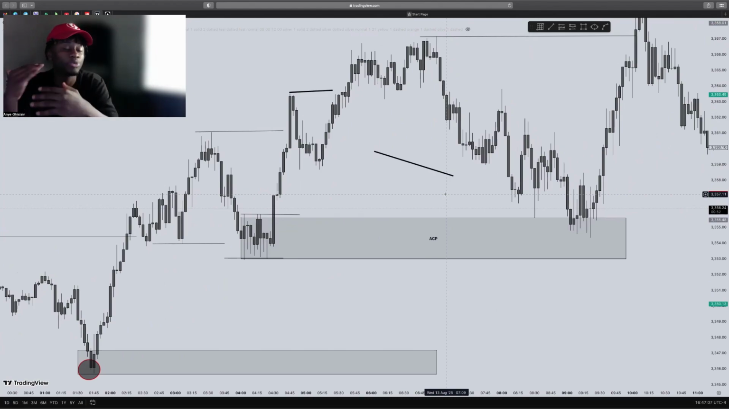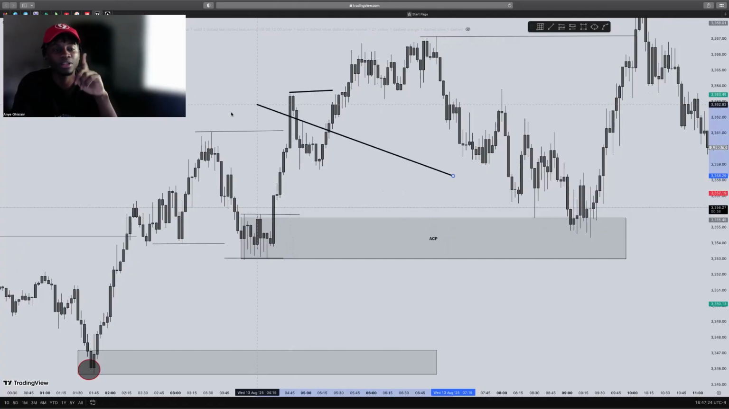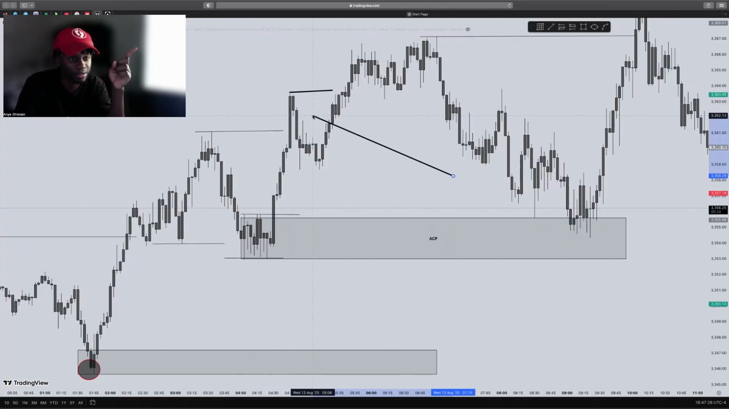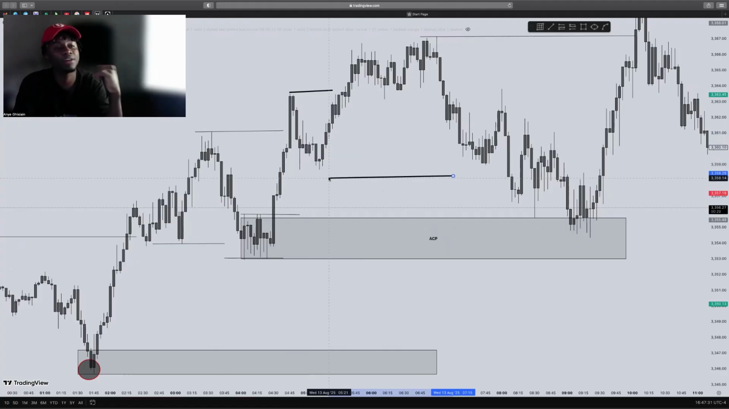It's not guaranteed that price will buy. I want to make this very clear. It's not guaranteed that price will buy, but there's a high probability that price will buy. Why? Because there are buyers and sellers here. And then buyers at one point pushed the price high and took out the structure to the upside. This is a bullish break of structure, which means buyers have more power at this point in time.